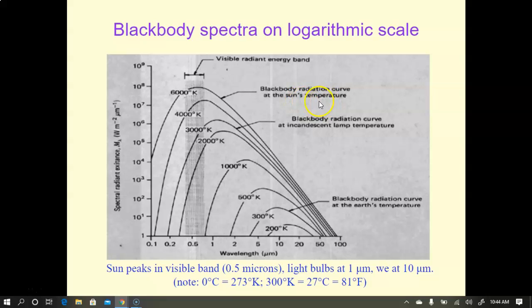But you can see some of the things are labeled on here. So the black body radiation curve at the sun's temperature, this is where visible radiant light would be. This would be an incandescent light bulb over here. This is what you would see for the Earth, etc. So if you were looking at the Earth from space, that's what you would see. So that's just showing you the various ranges on there.